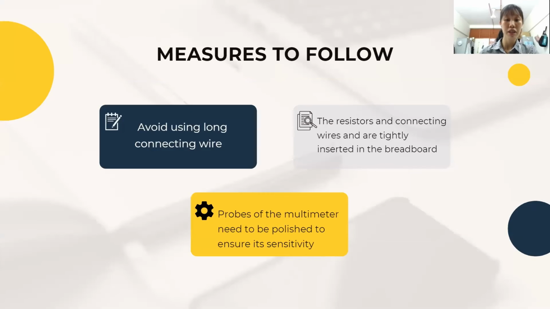And these are the measures that should be followed during this experiment to ensure the precision of the result acquired. We can avoid using long connecting wire to reduce current loss. Next, we must ensure that the resistors and the connecting wire are tightly inserted into the breadboard so that the circuit is complete. Besides, the probes of the multimeter need to be polished so that the rust layer on the probe can be removed to ensure its sensitivity.